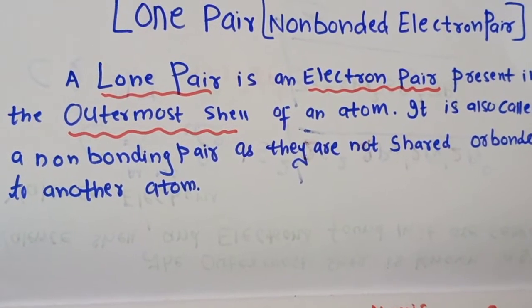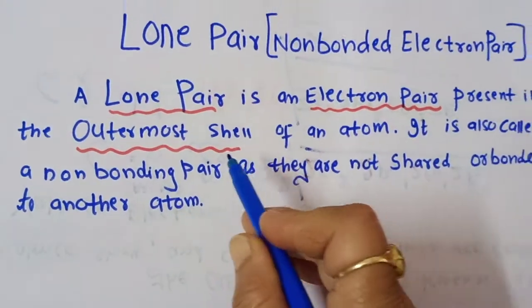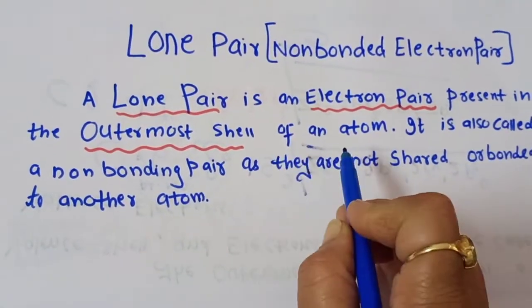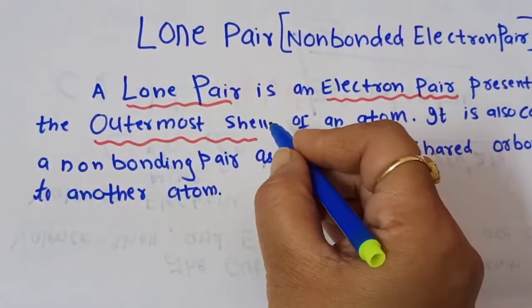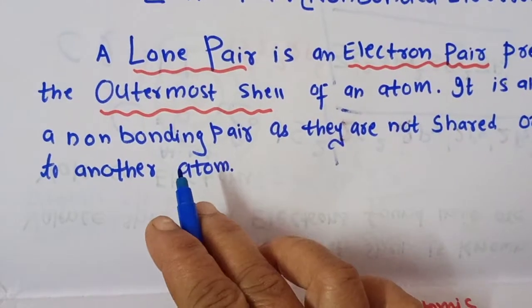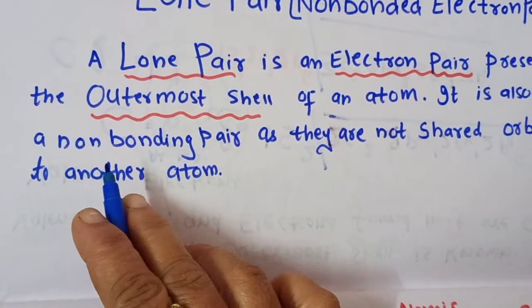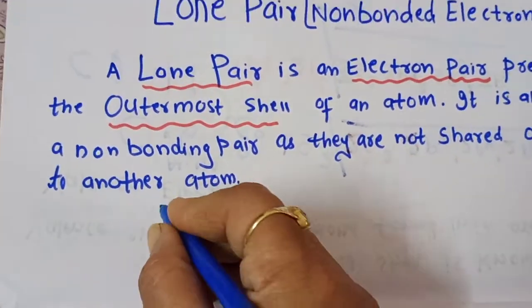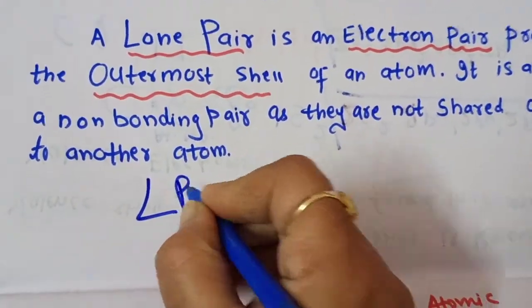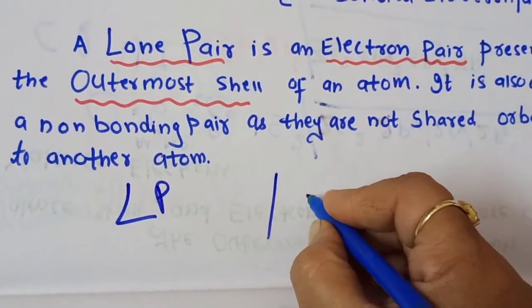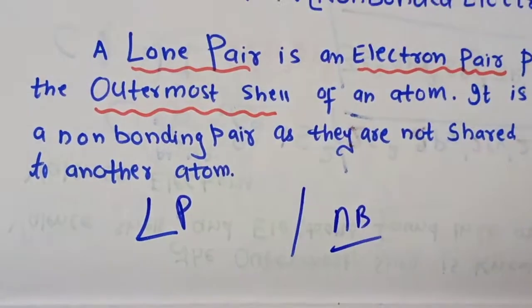So what are the lone pairs? They are the pairs of electrons which are present in the outermost shell of an atom. The outermost shell is also termed our valence shell. They are not taking part in the bonding, so they are also termed the non-bonding electron pair. Generally we represent them as LP, lone pair, or sometimes they are also denoted as non-bonding electron pairs.